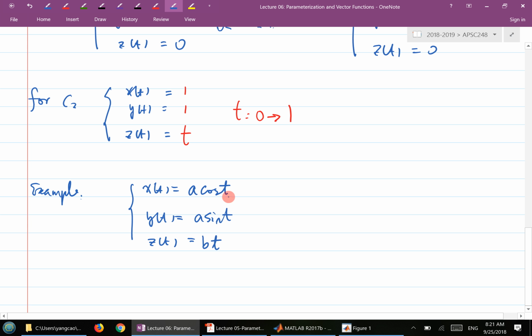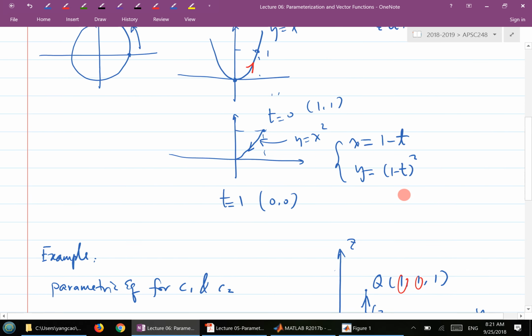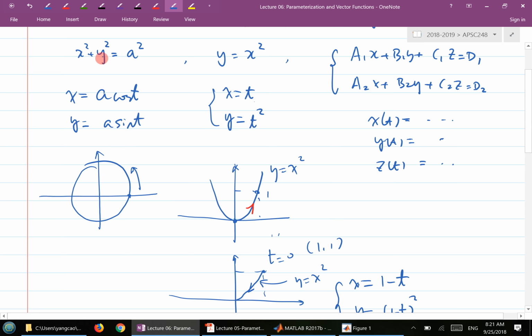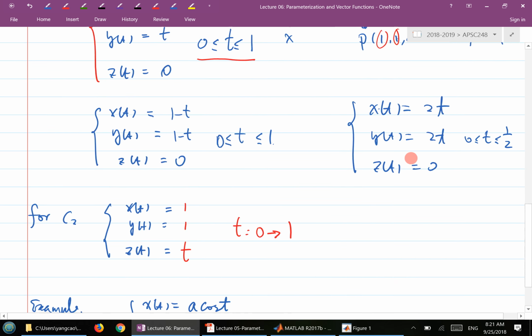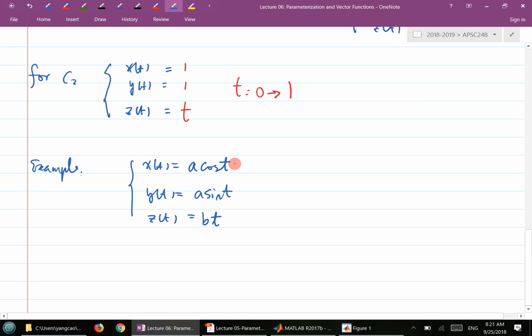x of t equal to a cosine t, y of t equal to a sine t, and z of t equal to bt. So let's focus on x of t, y of t first. If I just look at x of t, y of t, a cosine, a sine, what kind of curve does it represent? Circle, right? Good. So if I change the t from 0 to 2 pi, it goes along a circle and comes back to its original location, right? It's 360 degrees.